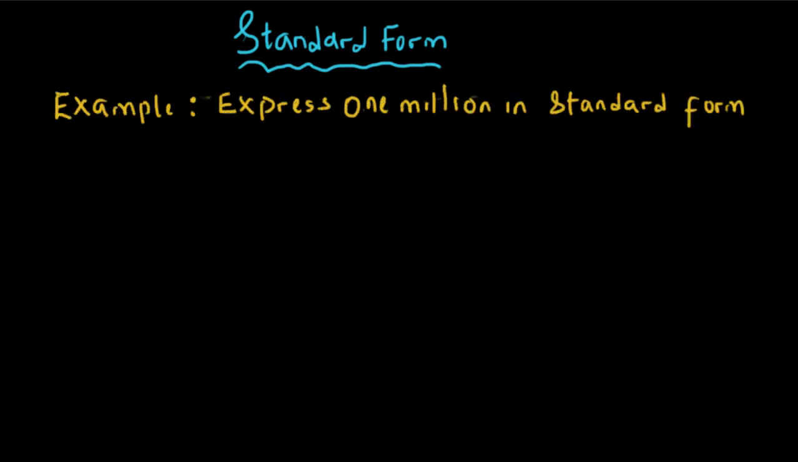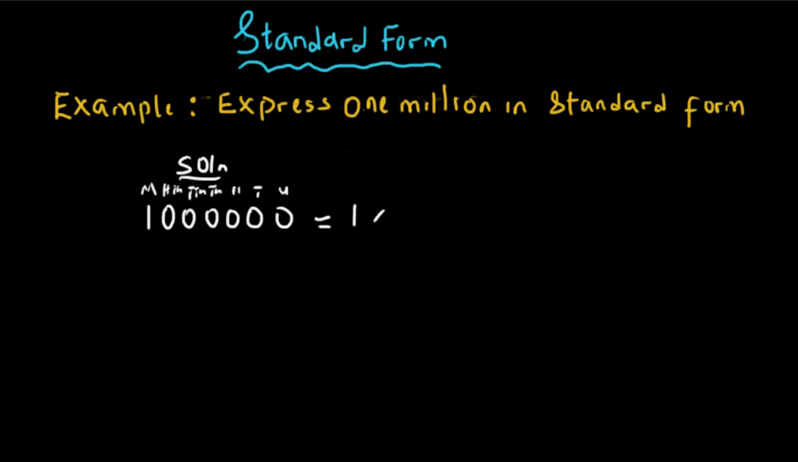Now we have this question: express 1 million in standard form. I hope you know that 1 million has 6 zeros. So we have 1, 1, 2, 3, 4, 5, 6. This is 1 million. Units, tens, hundred, thousand, tens of thousand, hundreds of thousand, million. Can you see? So 1 million has 6 zeros. And this will be equal to 1 times.